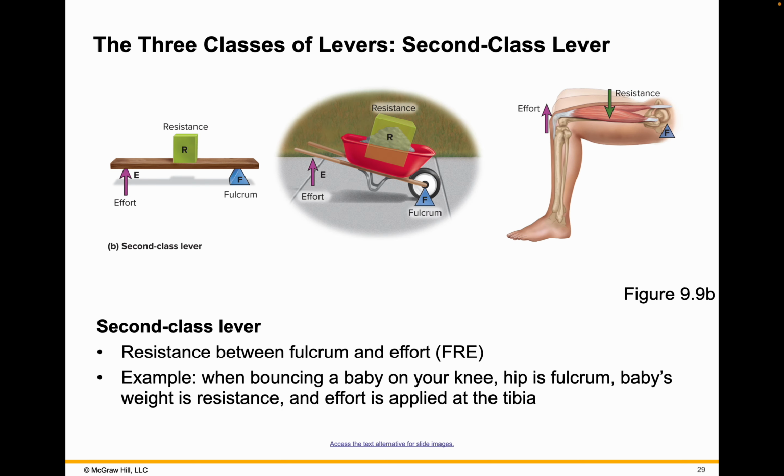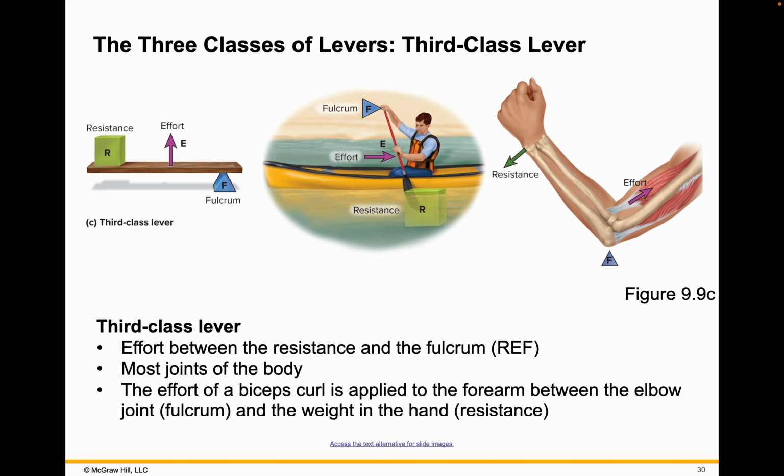In a 2nd class lever, the resistance is between the fulcrum and the effort. And in the 3rd class lever, the effort is between the resistance and the fulcrum. Most of the joints of the body are 3rd class levers. But remember, that depends on the movement you are talking about.